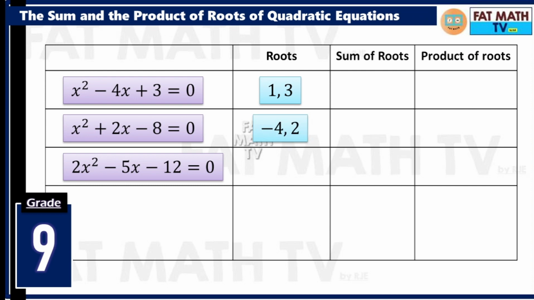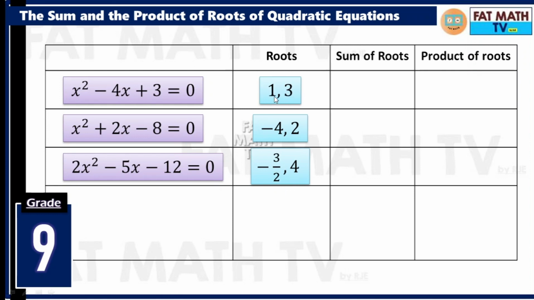And for the second one, we will have (x plus 4)(x minus 2), which gives us roots negative 4 and positive 2. And lastly, in number 3, we can factor this as (2x plus 3)(x minus 4), which gives us roots negative 3 halves and 4.